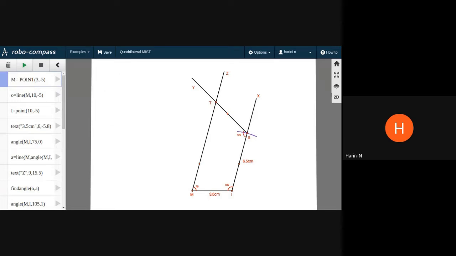So the quadrilateral given, you can imagine this as the rough diagram, where you have the quadrilateral MIST such that two of its adjacent sides, MI is given as 3.5 and IS is given as 6.5. Apart from the two adjacent sides, three angles are given. One is 75 at M, 105 at I, and 120 at S. So three angles are given and two adjacent sides are given. How am I going to construct this quadrilateral is what we are going to see today. Clear? So let me go step by step now.